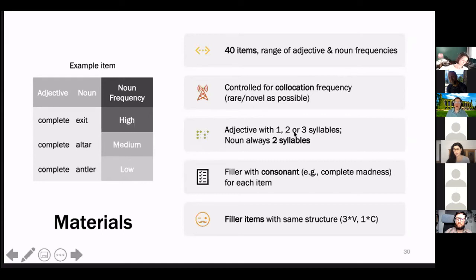The adjective could have 1, 2, or 3 syllables, but the noun always had exactly 2 syllables, and then each one had a filler or consonant, and then there were some filler items that were created with the same structure. So overall, 75% of the nouns started with a vowel, and 25% started with a consonant in the overall experiment.